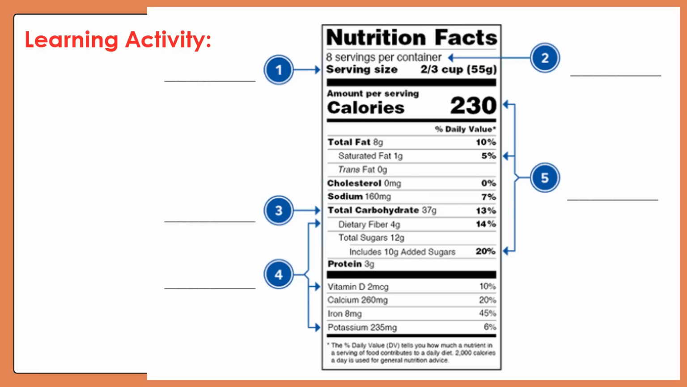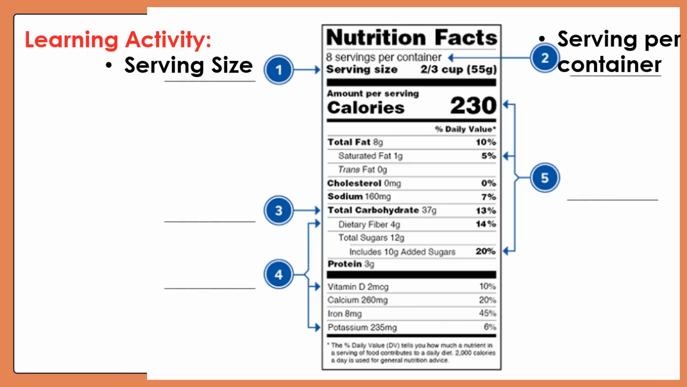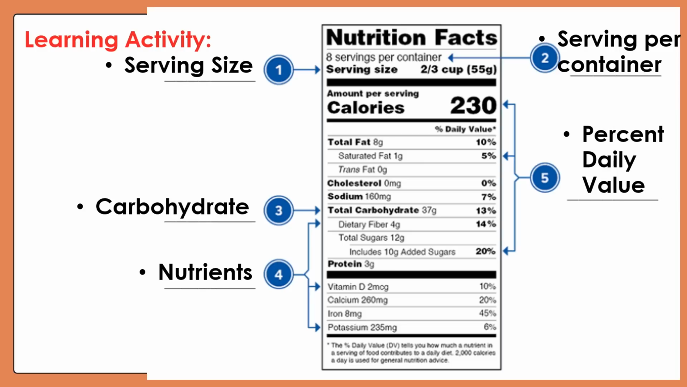Let's answer. Number 1 is serving size. Number 2, serving per container. Number 3, carbohydrates. Number 4, nutrients. And number 5, percent daily value.